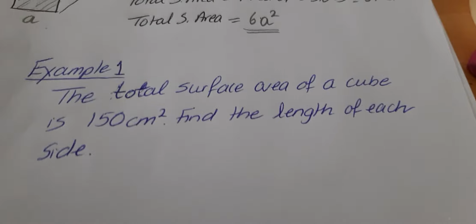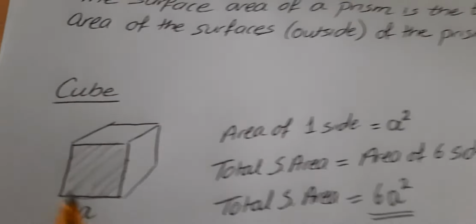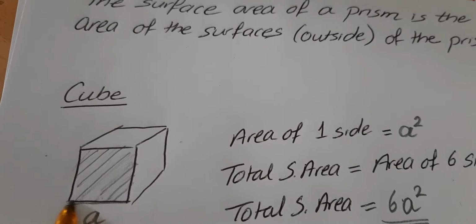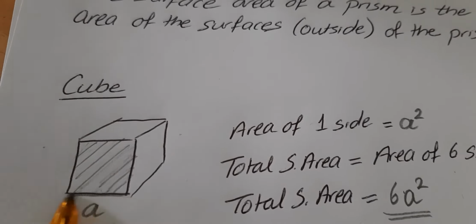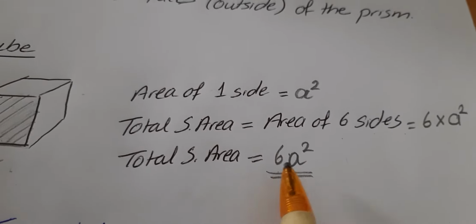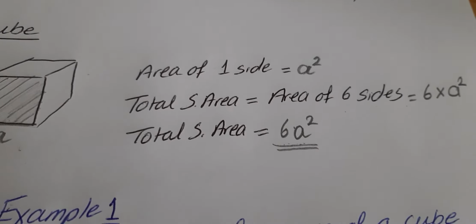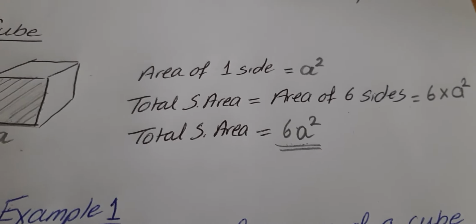Right, let's have a look at an example. All we have to do, if we know the side of the cube, say this is 4 centimeters, then we would just plug in the 4 here. So 6 times 4 squared, or 6 times 16, which will be 96 centimeters squared.